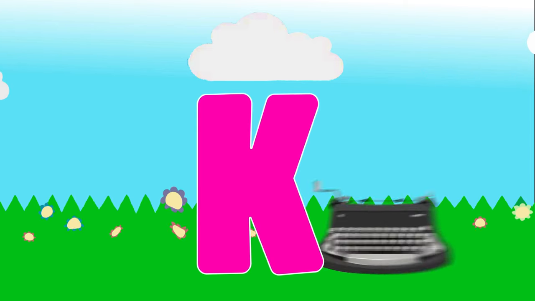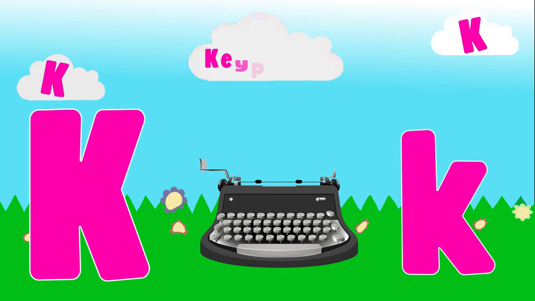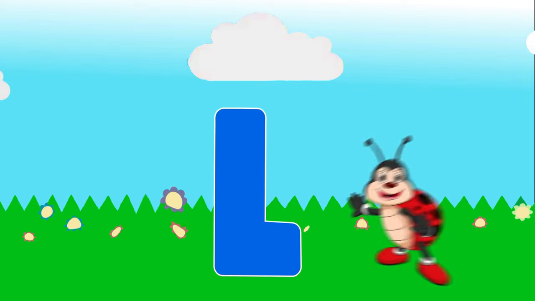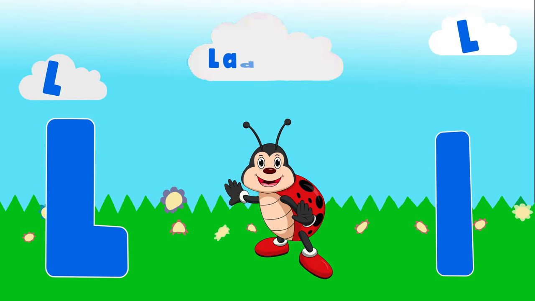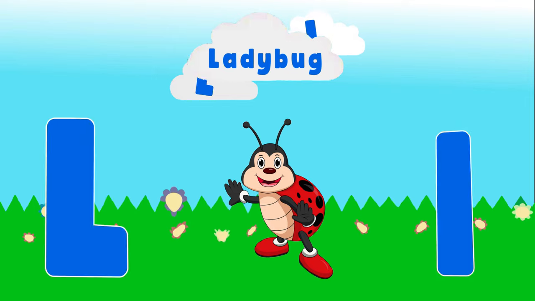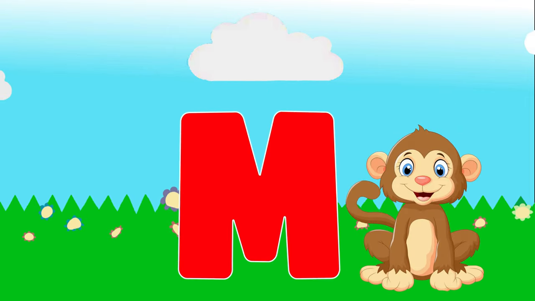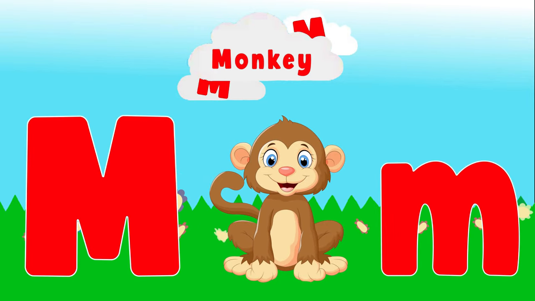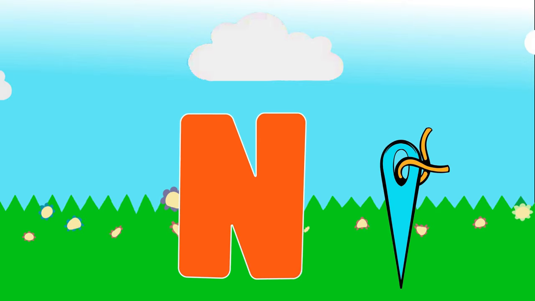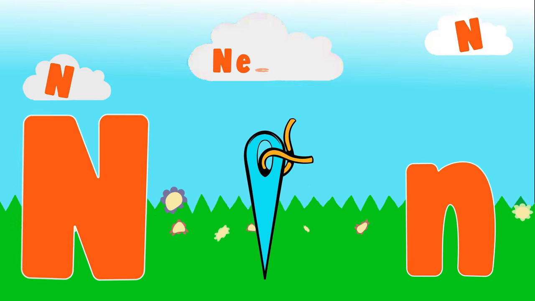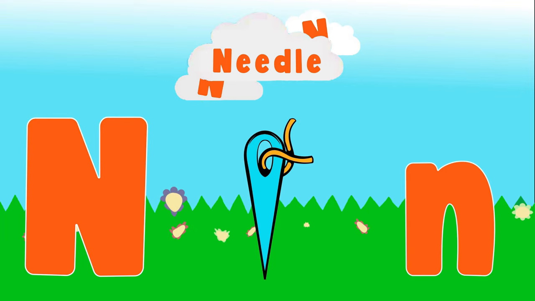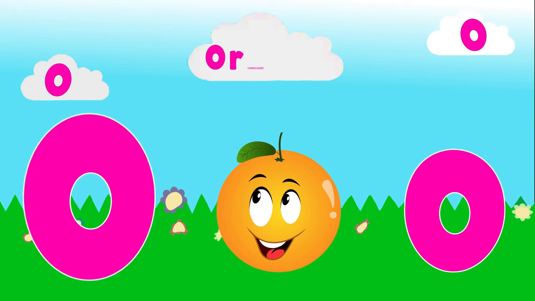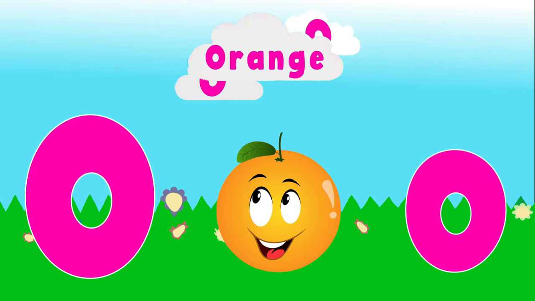K is for keyboard, keyboard, keyboard. K, keyboard. L is for ladybug, ladybug, ladybug. L, ladybug. M is for monkey, monkey, monkey. M, monkey. N is for needle, needle, needle. N, needle. O is for orange, orange, orange. O, orange.